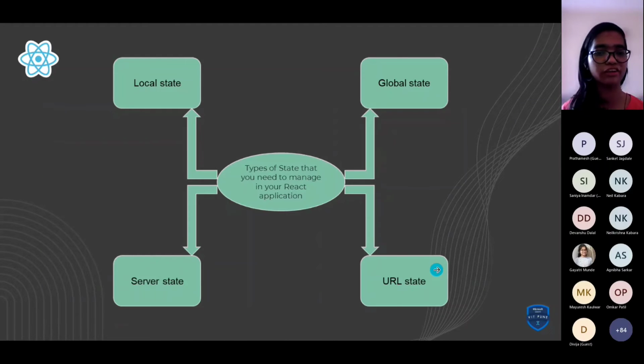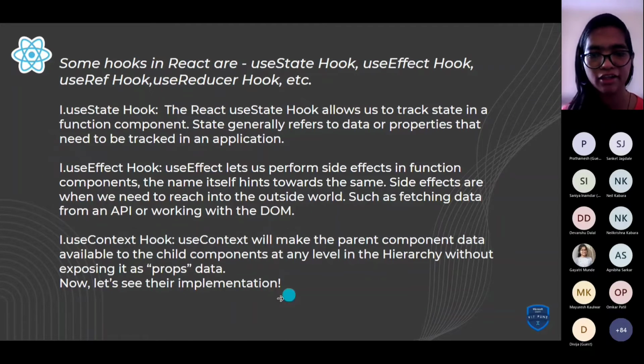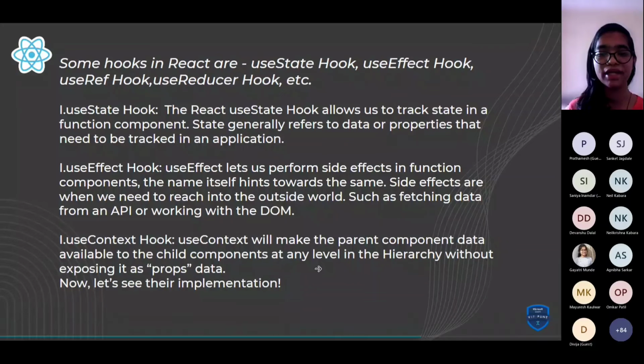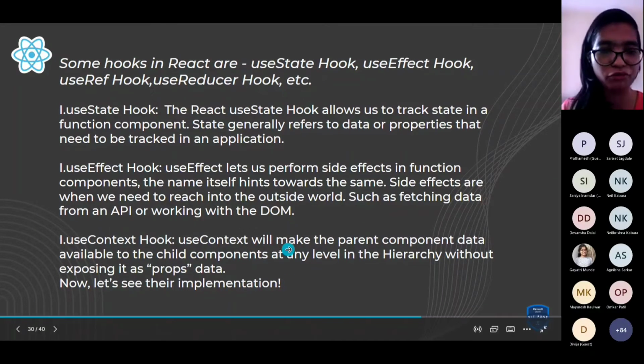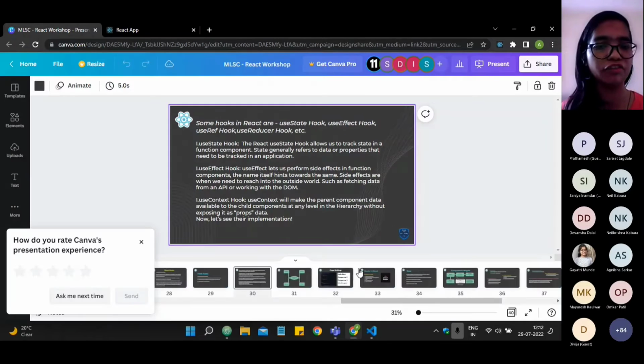So now returning back, the useContext hook, the third hook that we can see here, will make the parent component data available to the child components at any level in the hierarchy without exposing it as props. So basically you can bypass the hierarchy. You don't need to worry about the chaining we saw before, passing it from component 1 to 2 to 3. You can just use it directly wherever you want. So let's see how we can achieve that now.